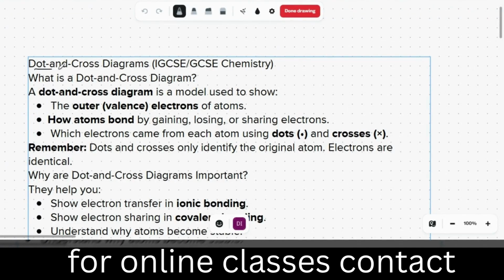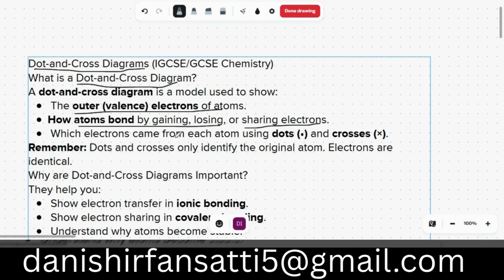Today we are going to talk about dot and cross diagrams. So what is a dot and cross diagram? A dot and cross diagram is a model to show the outer valence electrons of an atom, and how atoms bond by gaining, losing, or sharing electrons. Using dot and cross, we can show which electron comes from each atom. Dot and cross only identifies the original atom.